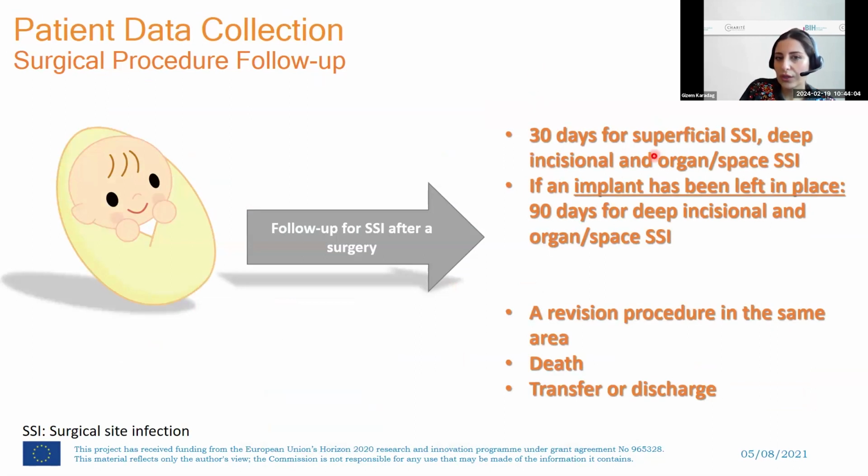We have 3 kinds of surgical site infections, depending on the level of the infection. That can be superficial, deep incisional, or organ space SSI. But if an implant was used during the procedure and left in place, by implant I mean vascular prostheses, screws, wires, meshes, that are probably not so common in neonatologic patients, but still, if an implant was used, the follow-up period extends to 90 days for deep incisional and organ space SSI. For superficial surgical site infections, it is always 30 days.